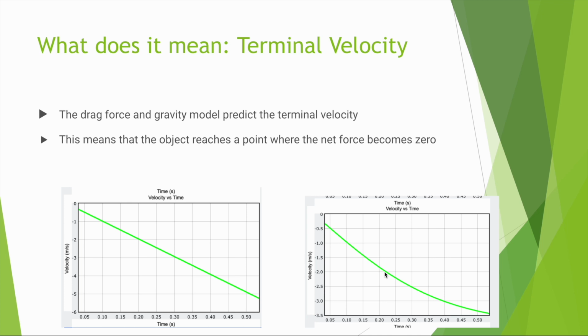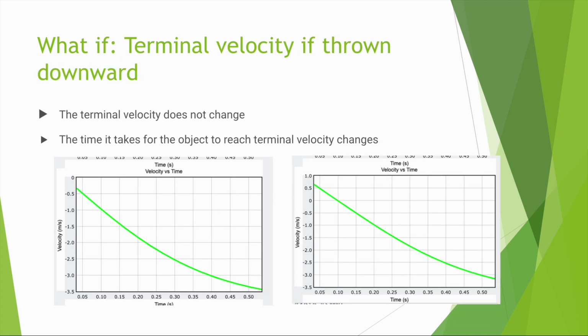And this means that when there's drag force and gravity, the object reaches a point where the net force becomes 0 and the velocity becomes constant because there's no acceleration. But what if it was thrown downward? Well, the terminal velocity itself, its value does not change.